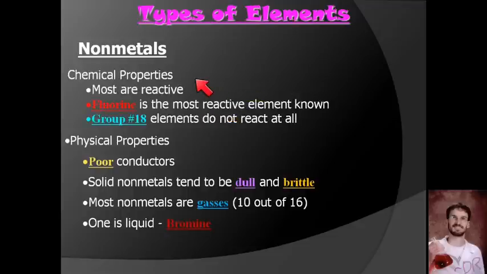So most nonmetals are reactive with things. Fluorine gets the crown as the most reactive element in the entire universe. That's a big crown. You gotta have a big head to wear that one. And group number 18 is the group that's all the way on the right-hand side of the periodic table. They never react with anything. They're too good to react. They just stay over there on the right side of the periodic table, and they let everybody else react with each other, and they just hang out. They watch. We call them the noble gases.